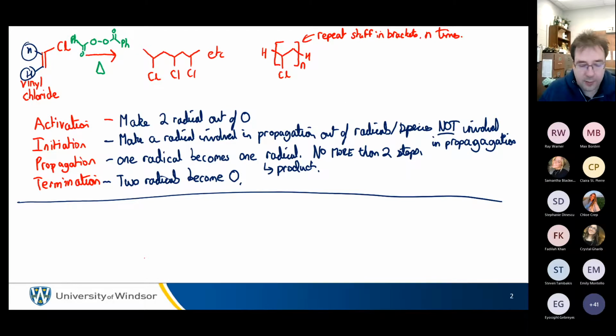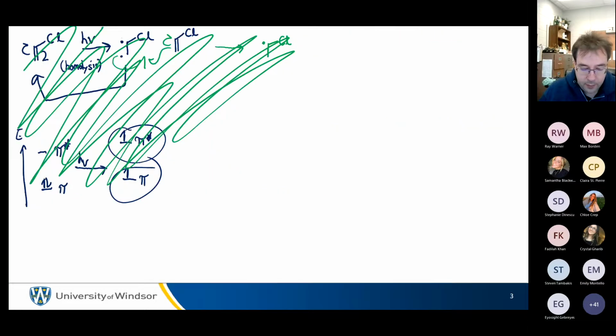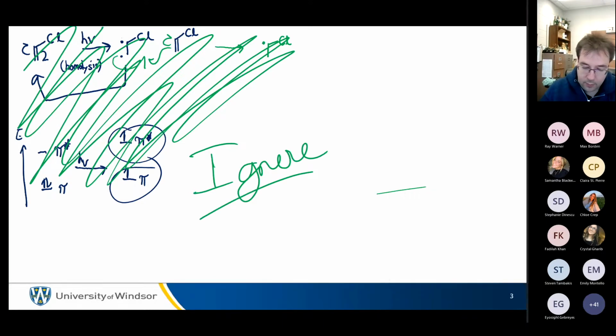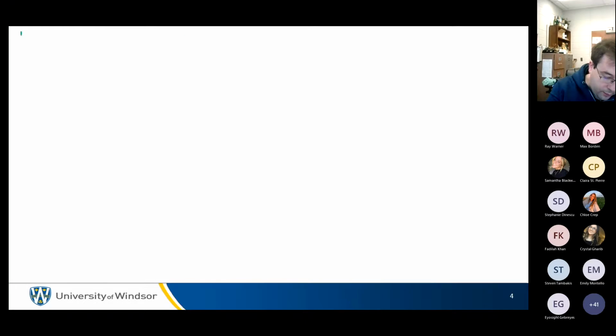Okay, we're going to do an activation step. So remember what activation is. We make 2 radicals out of 0 radicals, and nothing is involved in the propagation. Whenever we're finding an activation, normally we're looking for the weakest bond in the entire system, and normally we add something like this. This is benzoyl peroxide. It is called a radical initiator because it initiates radicals.